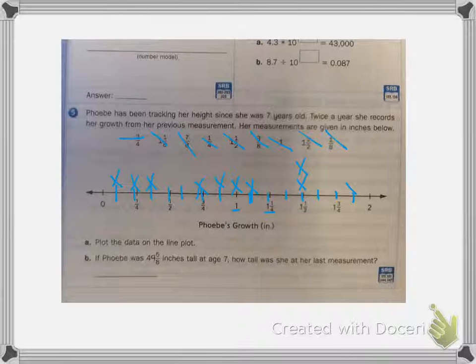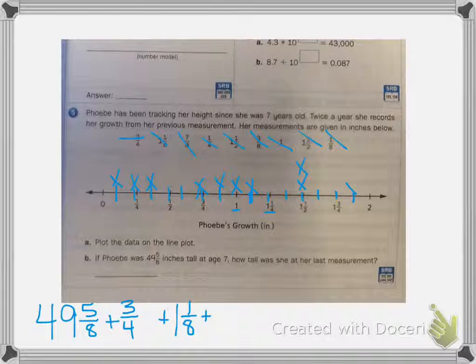So if I know she was 49 and 5/8 inches, and she's been tracking her growth since then, she first grew 3/4, and then she grew 1 1/8, and then 7/8, and then 1/4, and then 1 1/2, and then 3/8, and then 1, and then again 1 1/2, and then 1/8. So I need to add them all together.